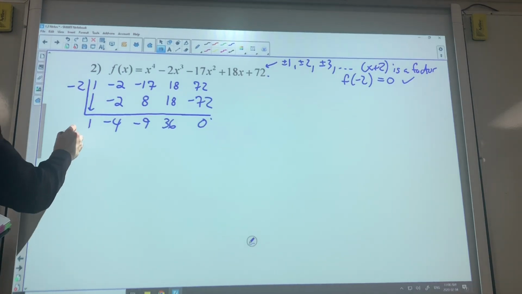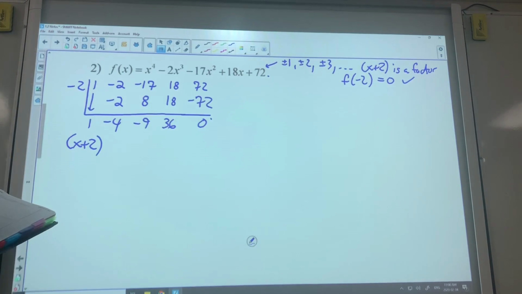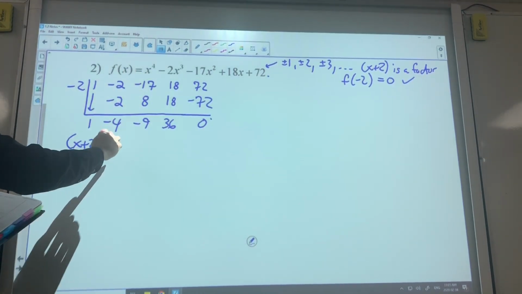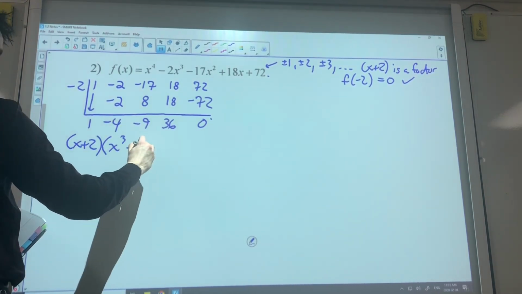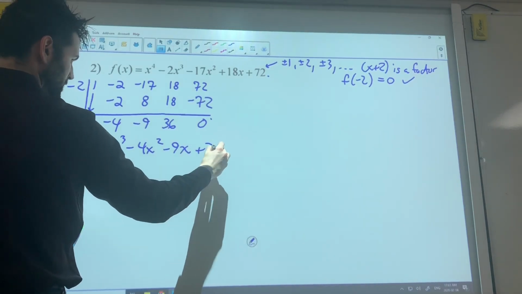So answer. Now you got x plus 2. Don't forget that was the divisor. And now, what's the starting power? We used to be 4, now we are 3. So it's 1x cubed minus 4x squared minus 9x plus 36.